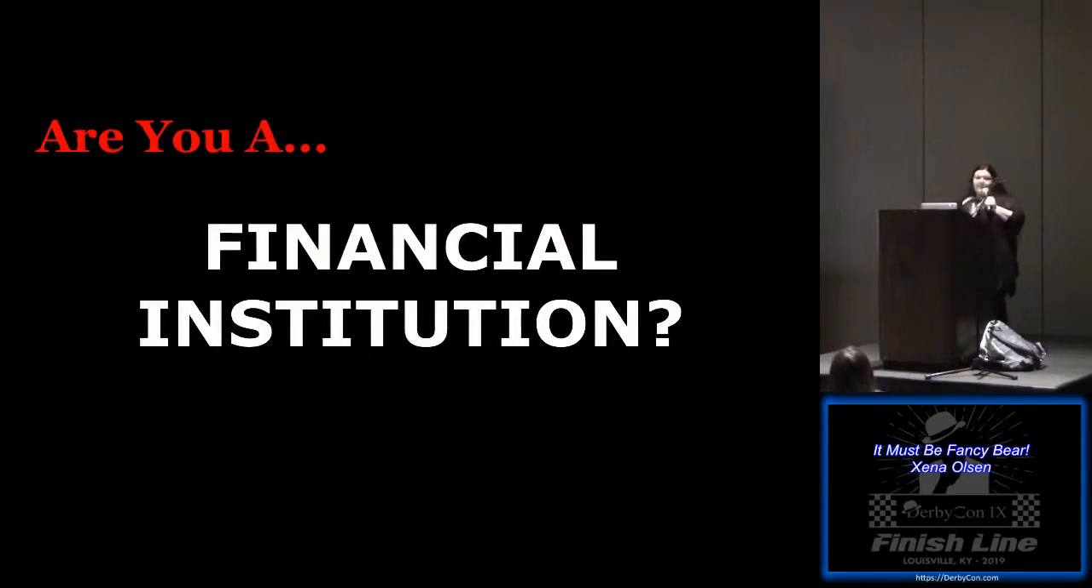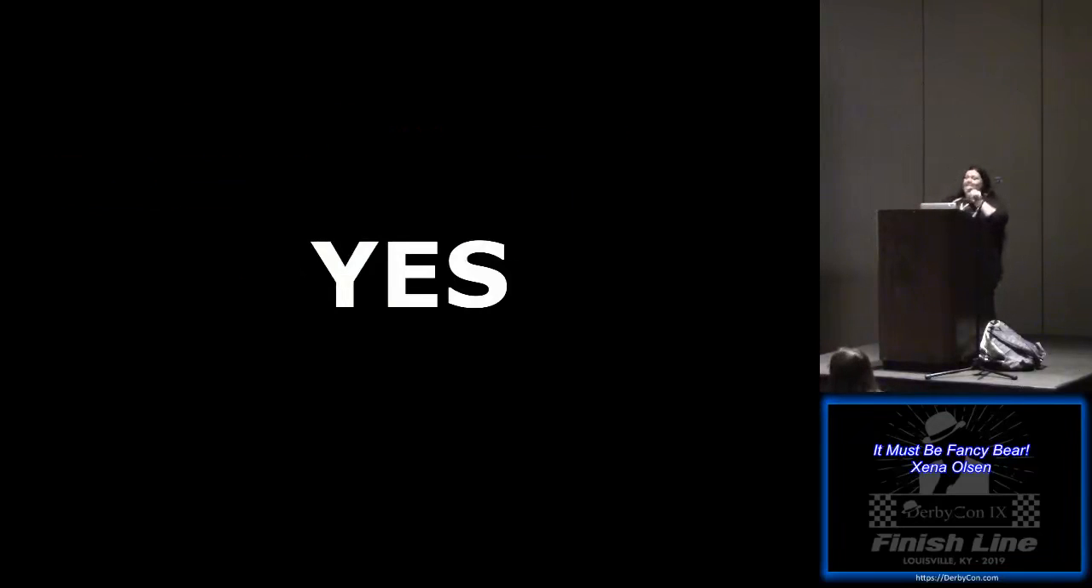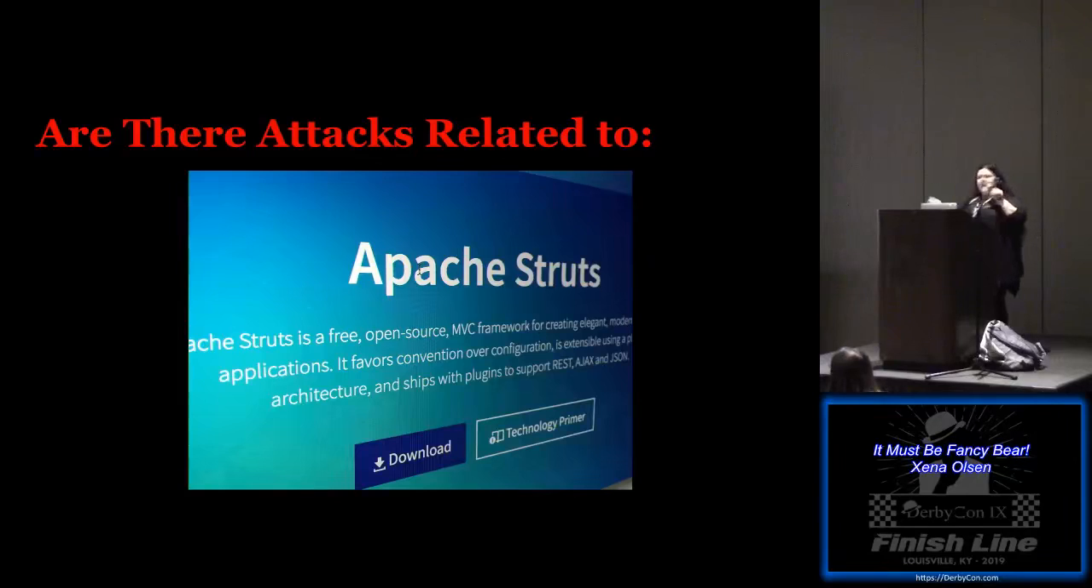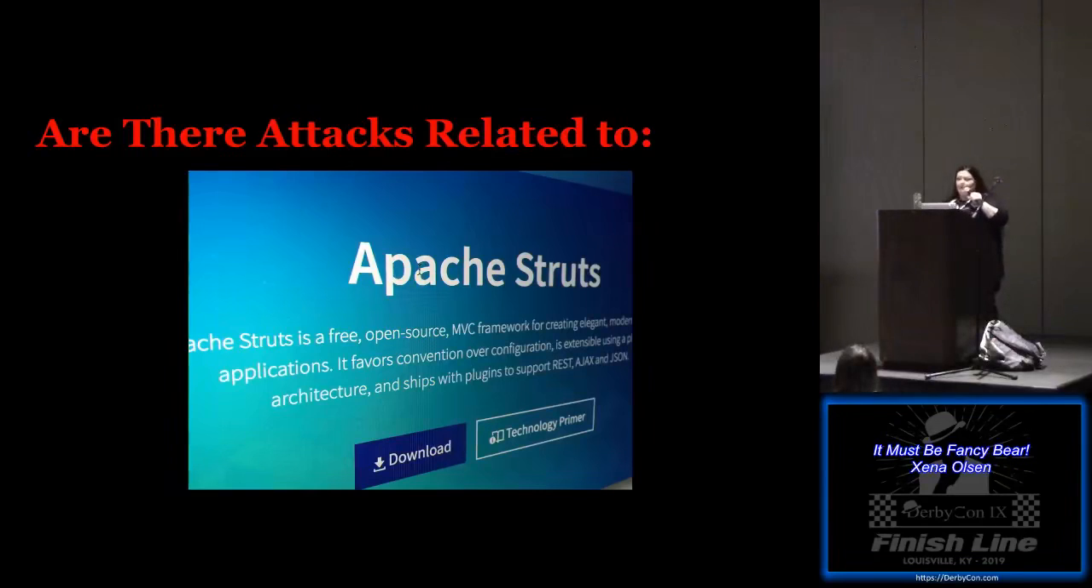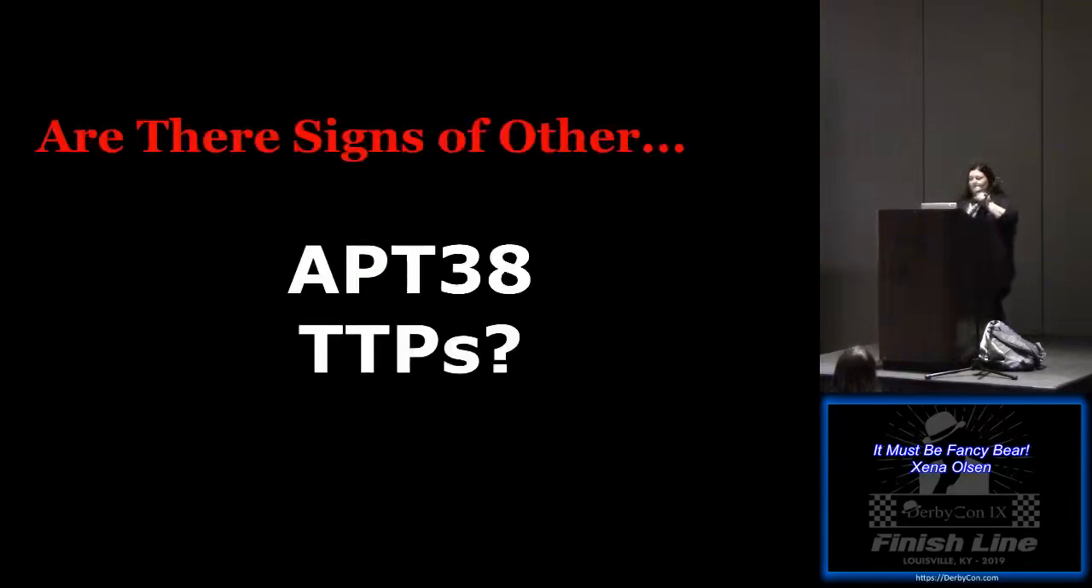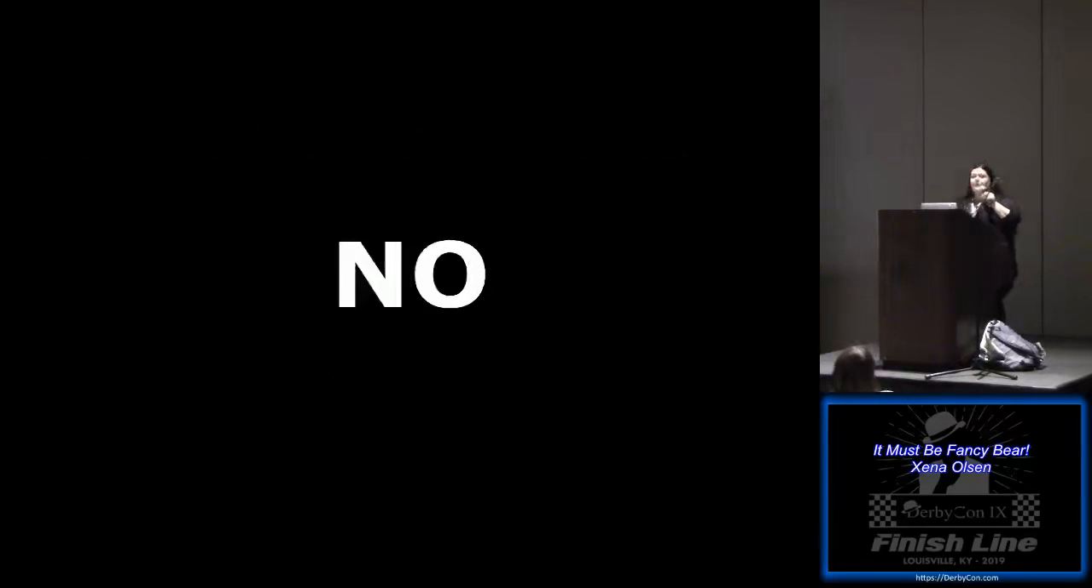So, am I a financial institution? Yes. Are there any attacks related to Apache Struts? Well, I started searching and looking at the latest and old exploits for Apache Struts, seeing what Apache Struts versions we had in our environment, double checking some random dude didn't decide to install some other random stuff related to Apache. And nope, we have no attacks related to Apache Struts. So are there other signs of TTPs related to APT 38?